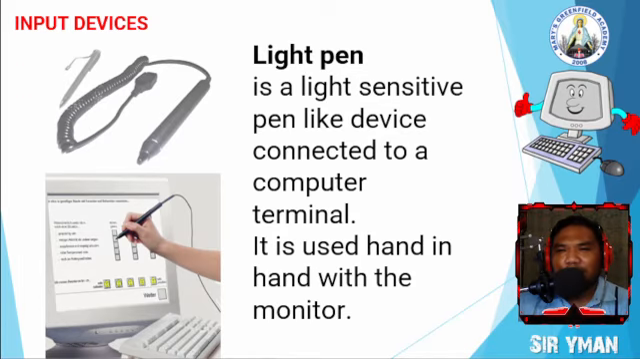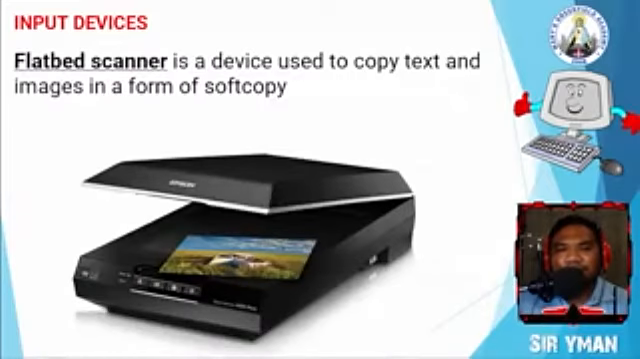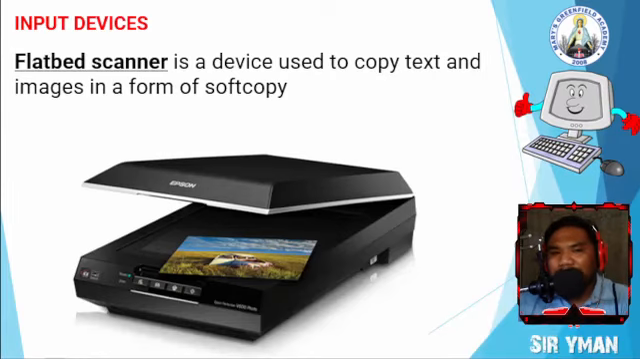Okay. Maging mabilis ang ating discussion. Next is what we call the Flatbed Scanner. Flatbed Scanner is a device used to copy text and images in the form of soft copy. The scanner holds the image or document in place while the scanning mechanism passes over it. So ito, this is the image, yung printed picture niya.